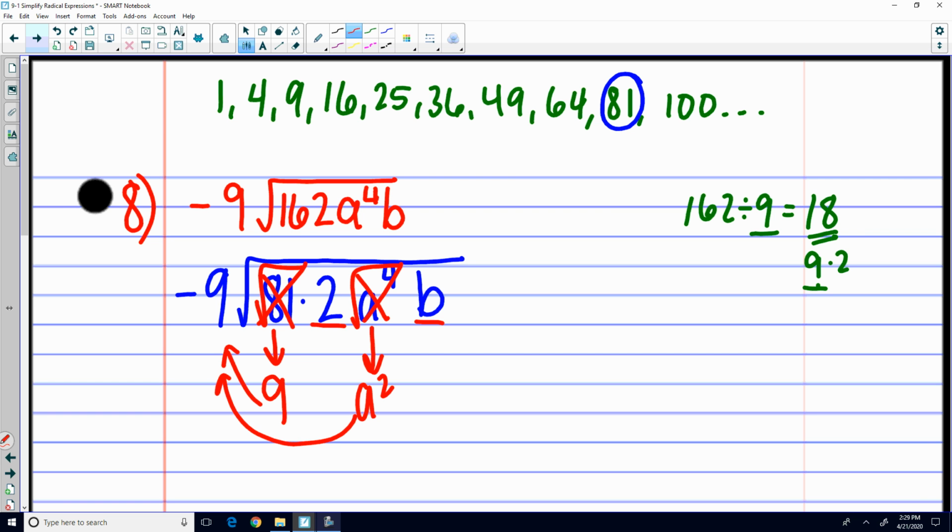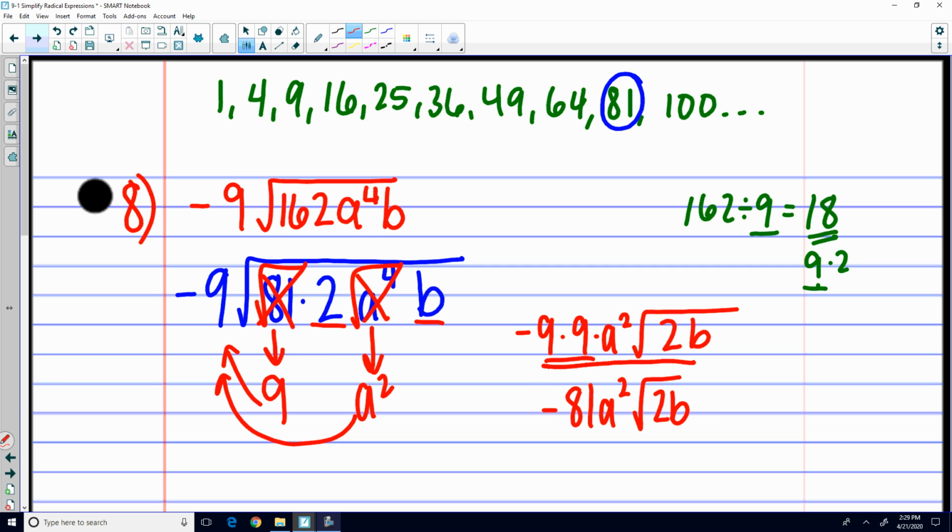So I'm going to write a little extra stuff. I have negative 9 times a squared. And in my house, I was left with a 2 and a b. So I actually need to do this multiplication. Negative 9 times 9 is negative 81, a squared, square root of 2b. All right, that's my simplified answer. And think about what's in your radical. 2b cannot be, no more square roots can be taken of 2 or b.